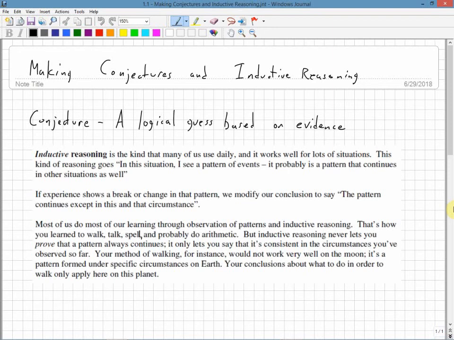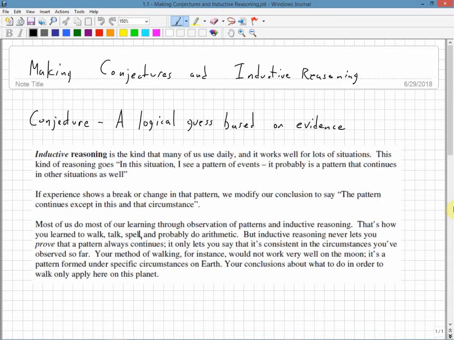The first part of chapter one is making conjectures and inductive reasoning. A conjecture is a logical guess based on evidence. Inductive reasoning is the kind that many of us use daily, and it works well for a lot of situations. This kind of reasoning goes something like this.